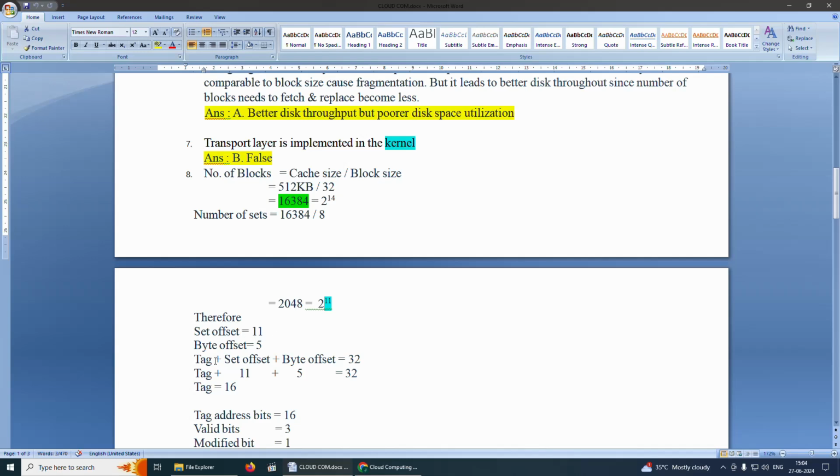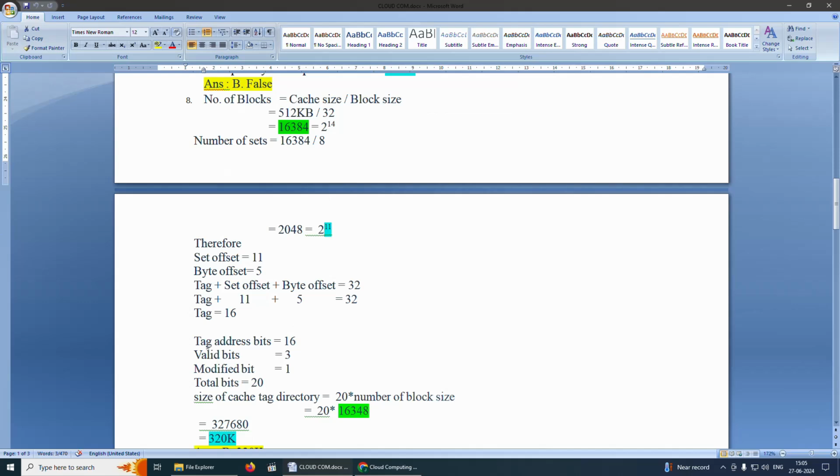The formula is tag plus set offset plus byte offset equal to 32. Set offset is 11 and 5 is the byte offset, since 32 is 2 power 5. So therefore tag equals 16. So tag address bits is found out to be 16. Valid bits is given as 3. Modified bit is given equal to 1. So adding these, you will get total bits equal to 20.